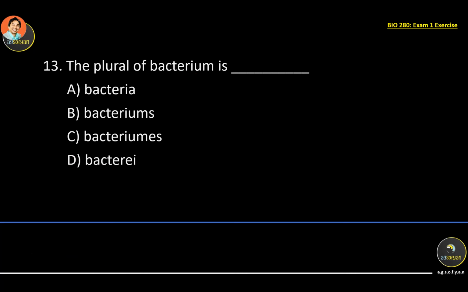The plural of bacterium is A, B, C, or D. So this is another general rule. If you see the singular end with UM, then you just change it to A. Okay, so just change those letters to A. So bacterium, this is singular. The plural will be bacteria. Bacteria. More than one bacterium is bacteria.